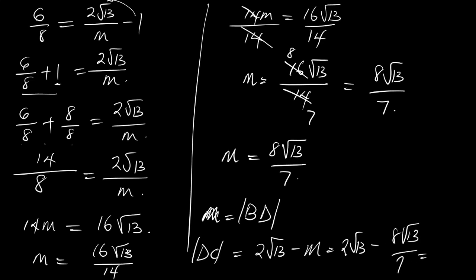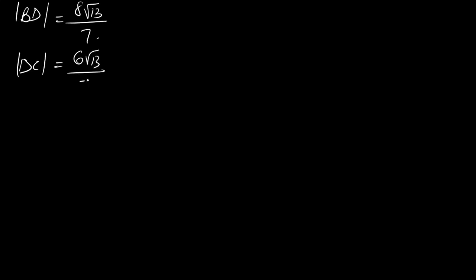So this will give us 7 times this, which gives 14. 14 minus this, you have 6 root 13 all over 7. So we have gotten BD to be 8 root 13 all over 7 and DC to be 6 root 13 all over 7 centimeter.